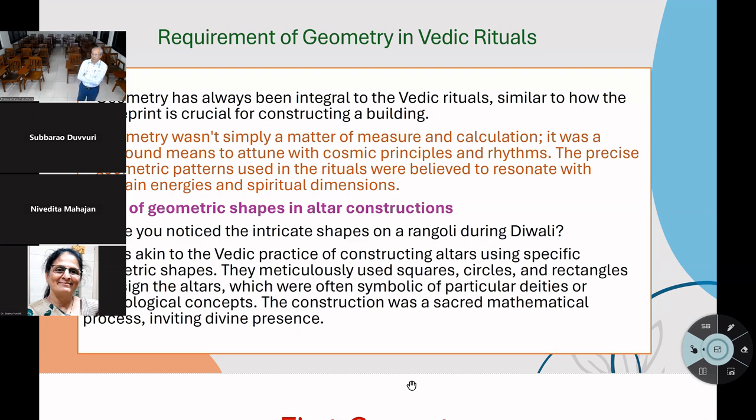What geometrical shapes? Usually basic shapes are a square, a circle, a semicircle. These were geometric shapes. But apart from that, there were shapes for altars of birds. For example, you can have a hawk, or you can even have a tortoise. So a tortoise-shaped altar was there.